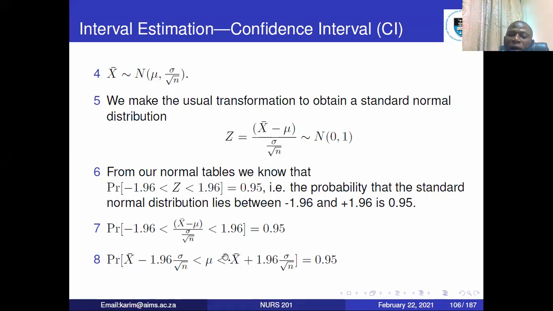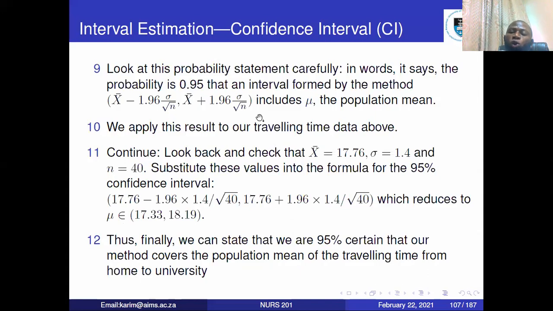So if I know my mean for the sample and I know the standard deviation for the population and I know the number of data points that I've used from the sample, then I should be able to find my confidence interval. So the confidence interval is going to be X bar minus this, comma, and then X bar plus that. So this is the lower limit and this is the upper limit.